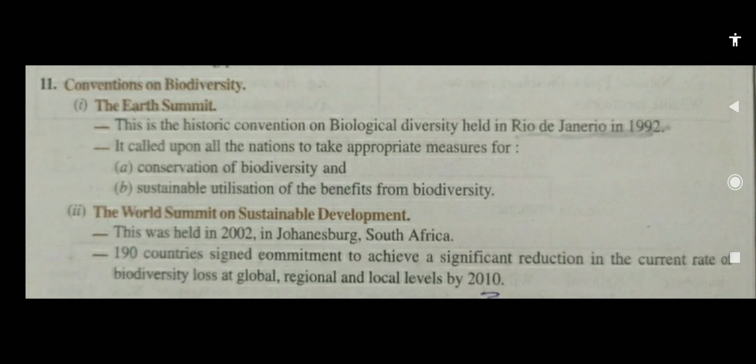Many times questions come from this topic, the conventions on biodiversity: where the Earth Summit was held and when, and where the World Summit on Sustainable Development was held. It was in Johannesburg in South Africa in 2002, and 190 countries signed a commitment to achieve a significant reduction in the current rate of biodiversity loss at the global, regional and local level. So these are the two important points for the convention on biodiversity.